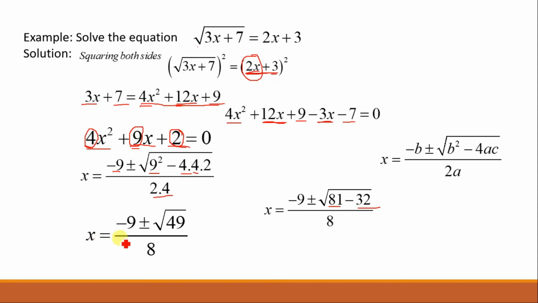Further, we shall get x is equal to minus 9 plus minus square root of 49, as 81 minus 32 is equal to 49, divided by 8, and square root of 49 is 7. So we have x is equal to minus 9 plus minus 7 by 8, that is x is equal to minus 9 plus 7 by 8, and x is equal to minus 9 minus 7 by 8.